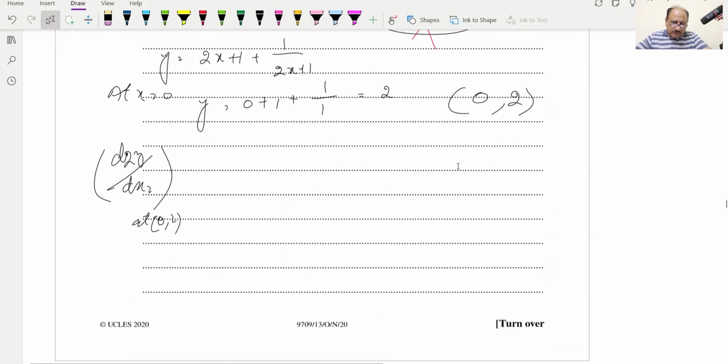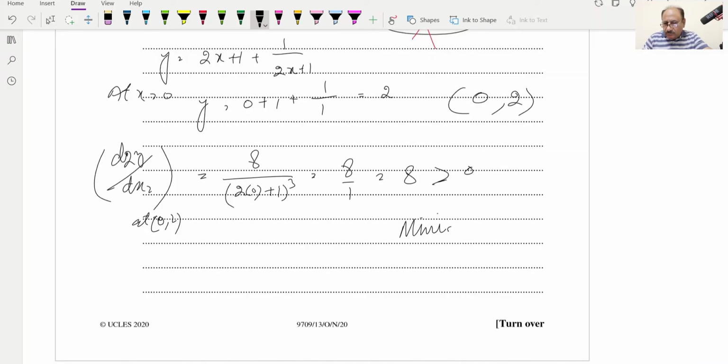So 8 over 2x plus 1 cubed, 2x will be 0, plus 1 cubed, so this will be equal to 8 over 1, which is equal to 8, which is greater than 0. Greater than 0 means what? Greater than 0 means it should be a minimum point. So our point, which is this one, is a minimum point. This is what we found.